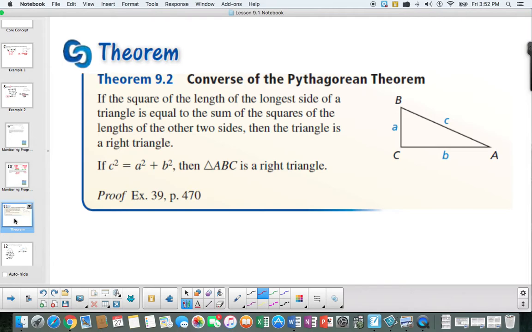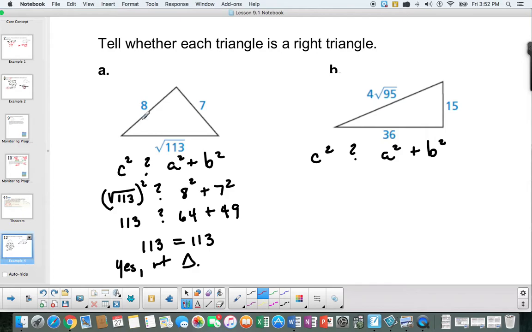Okay, here's the converse of the Pythagorean theorem. It says if 3 numbers satisfy this relationship, then we can say it's a right triangle. So I've done this problem right here. What I'm trying to find out is if these 3 numbers satisfy the converse. So c squared, a squared plus b squared.